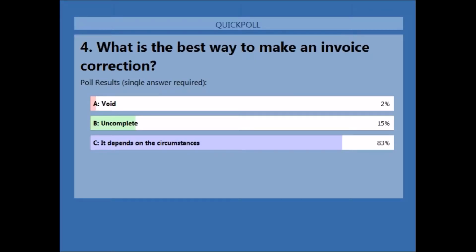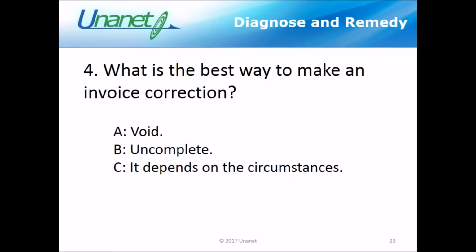So we've got, again, a bit of a split here. We had someone say void, which I like, I'm a tough love kind of a girl. Then we have 15% on incomplete, and most everyone said it really depends. So my answer to that one is also C. Even though I'm a tough love kind of a girl who likes to do everything by the book and follow the rules, sometimes we do want to do an incomplete.